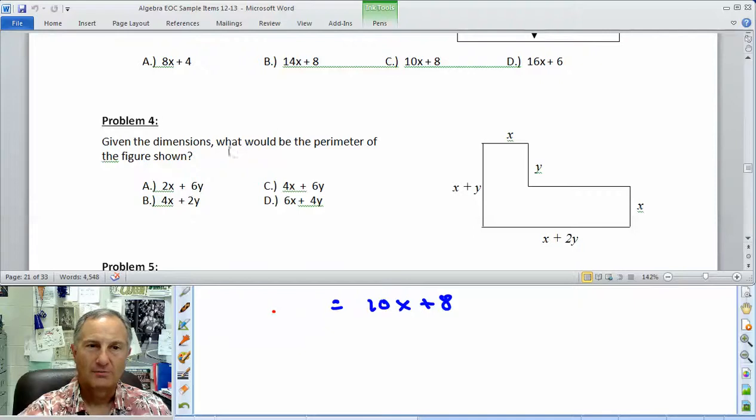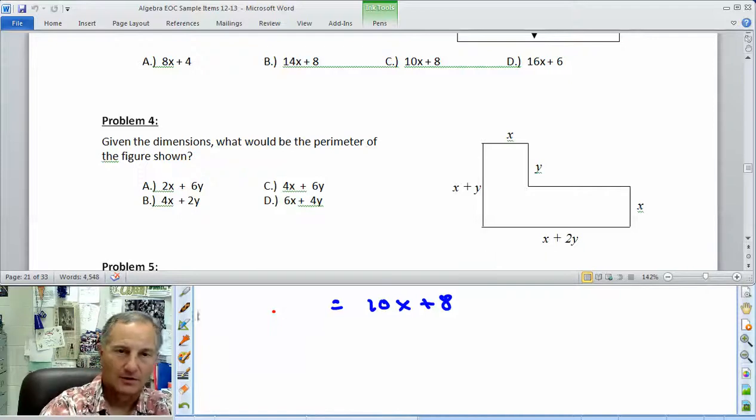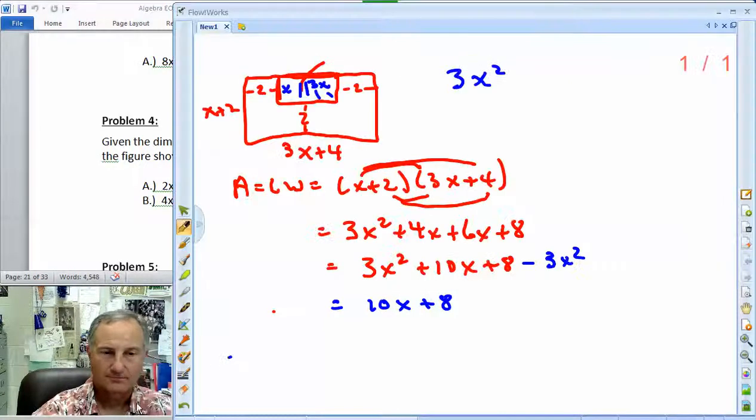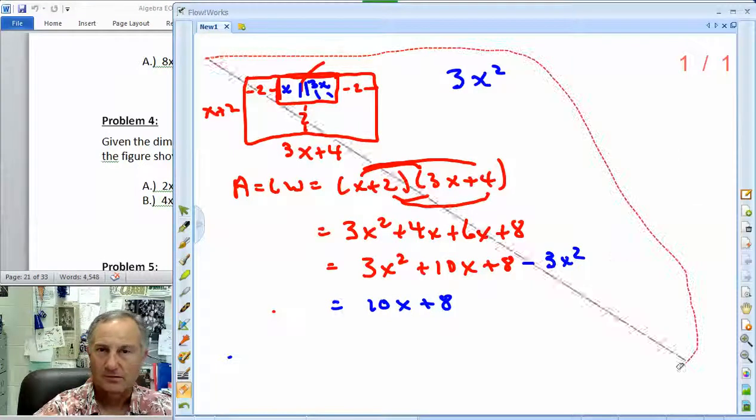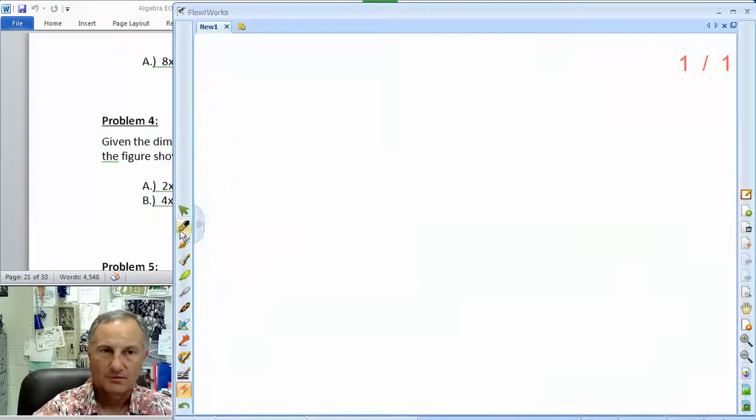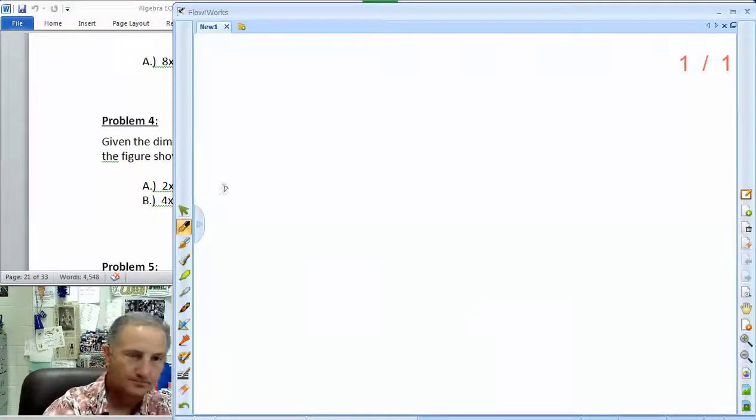4. Given the dimensions, what would the perimeter of the figure shown? Perimeter, it's not the area of the thing, it's the distance or the length around the sides. It's the sum of all of these sides. Okay? So let's take a look over here. Again, we're going to erase this. Come back up here.